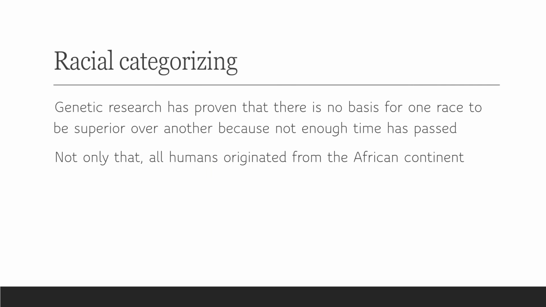Now, racial categorizing is something that still goes on in the world today. But a lot of genetic research has shown that there's no basis for one race being superior to another because not enough time has passed. And not only that, all humans originated from the African continent 100,000 years ago, and genetic variation takes millions of years to actually occur.